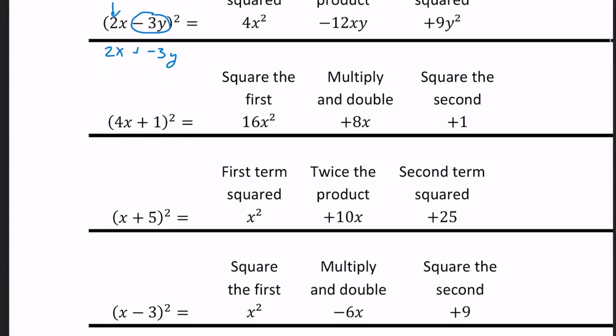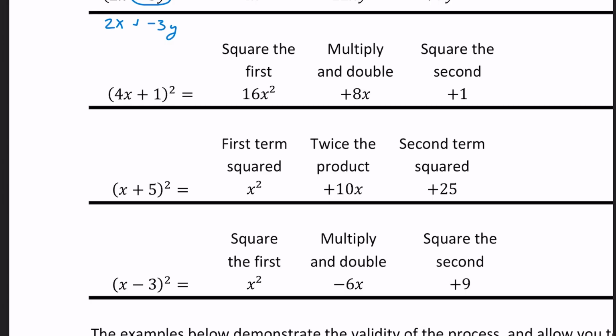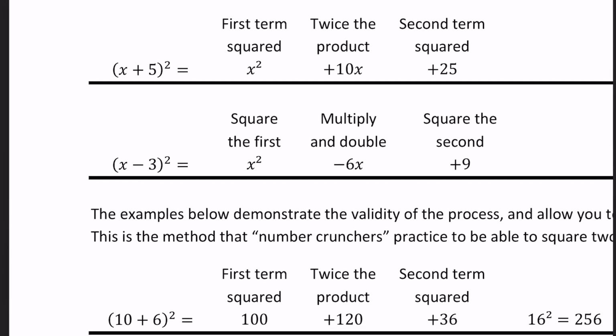In this next example, the first term is the 4x, and the second term is the 1. So when I say square the first, I'm going to do 4x times 4x to get 16x squared. Multiply and double, 4x times 1 is 4x, double that answer, 8x. Square the second, square the 1, 1 times 1 is 1. Same with the next couple, just whatever you say you do, and it enables us to go strictly from the original binomial square to its expanded form just at a glance and at a quick writing.